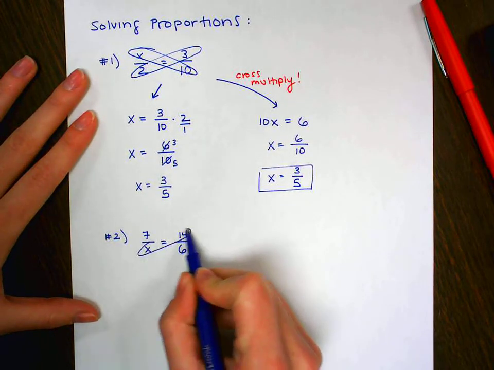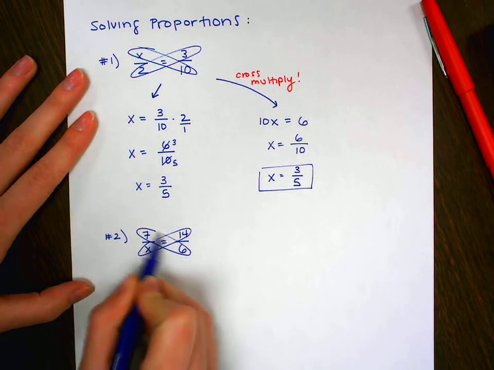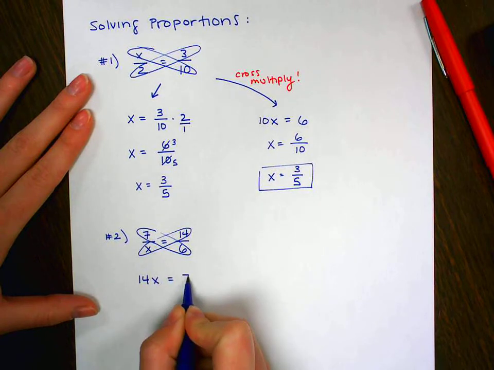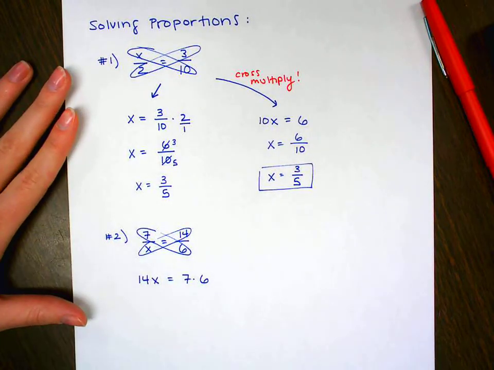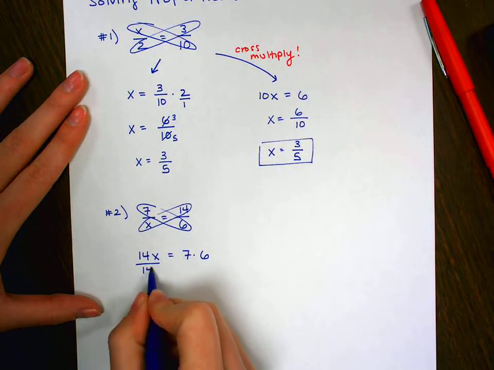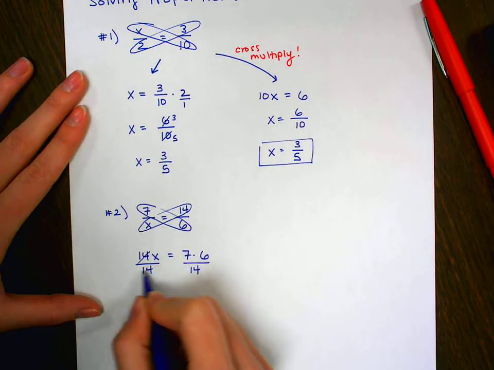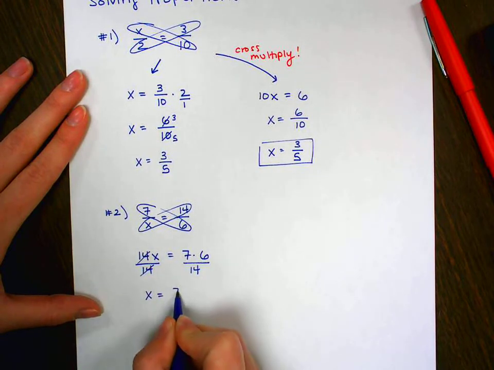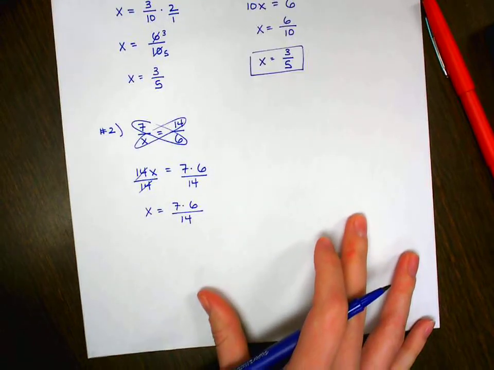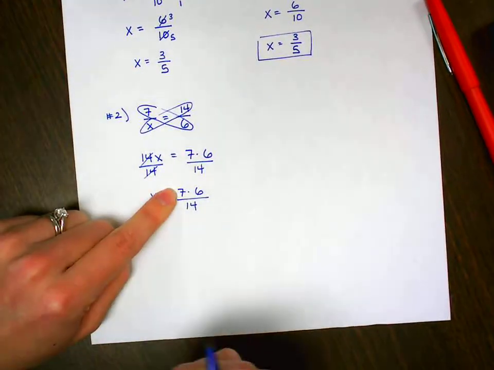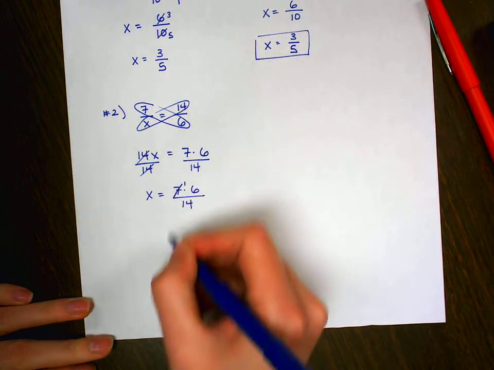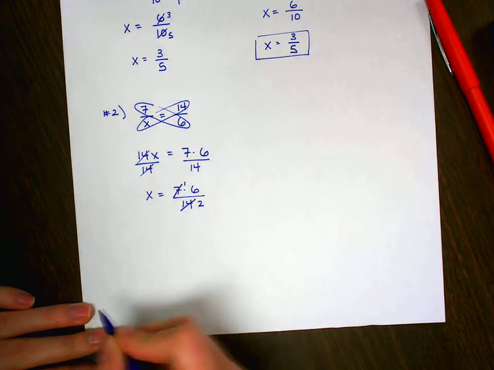So I'm going to do x times 14. And that's going to be the same as 7 times 6. Okay. Here's a recommendation that I have. Don't actually multiply these out yet. I'm going to divide both sides by 14 first. Because now I have x equals 7 times 6 over 14. Numbers in the numerator and the denominator that have a common factor, or in other words, both 7 and 14 are divisible by 7. So if I divide this by 7, I have 1 left over. If I divide this by 7, I have 2 left over.